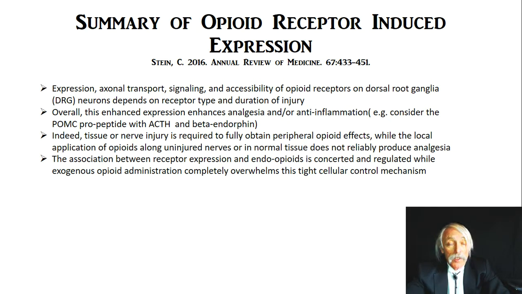So an exogenous opioid application does not parlay correctly into those regulatory systems. That's one of the problems with the opioid epidemic, as we'll see. The association between receptor expression and the endo-opioids is concerted and regulated, while exogenous opioid administration completely overwhelms that tight cellular control mechanism. And again, that's the main problem with exogenous opioids: they are not controlled like the endogenous system is, and it's very easy then to get into potential for addiction or overdose.